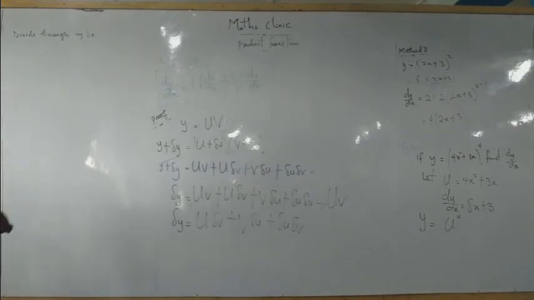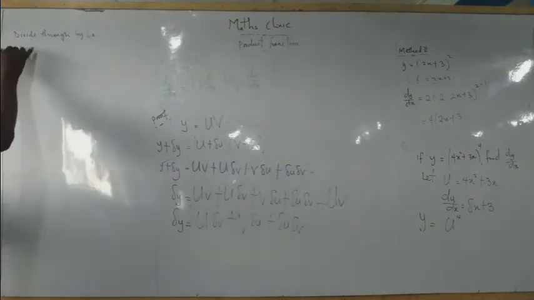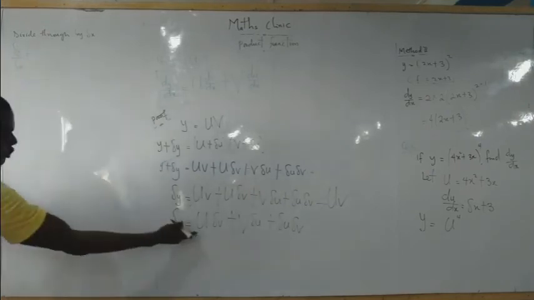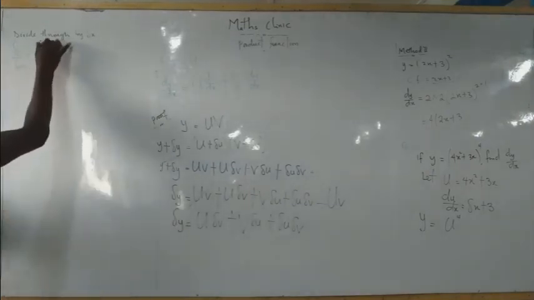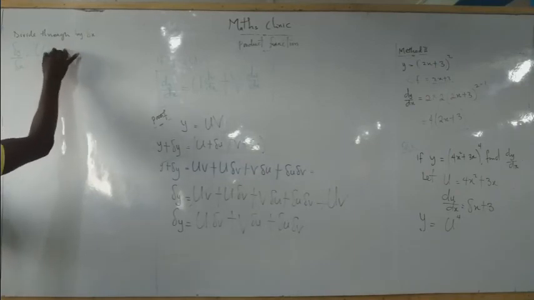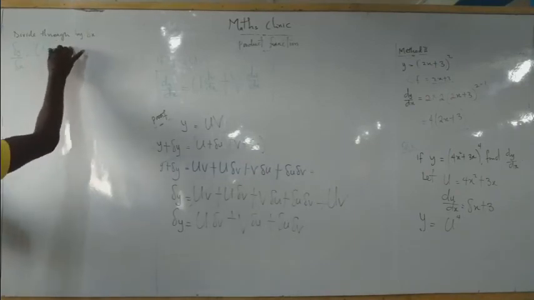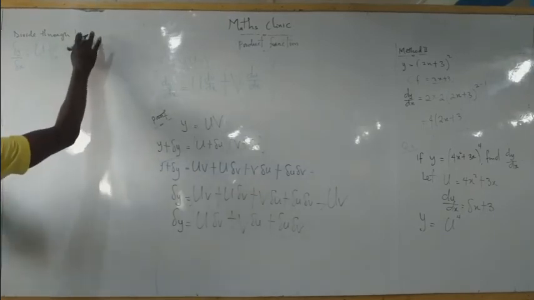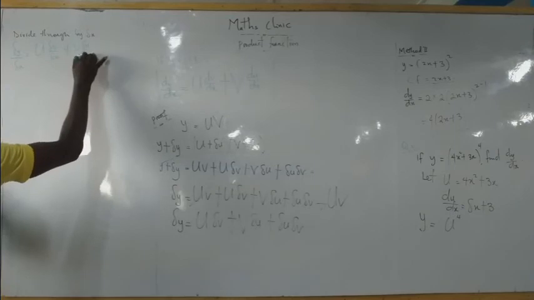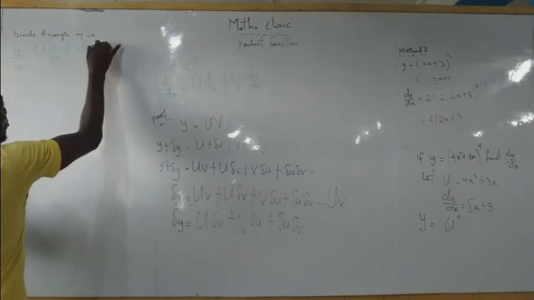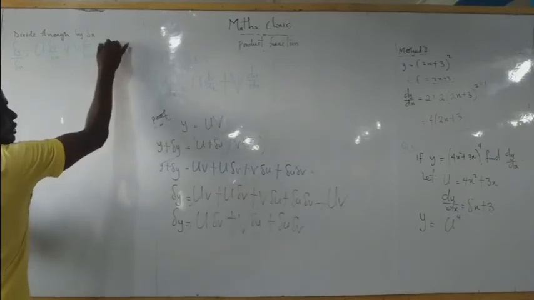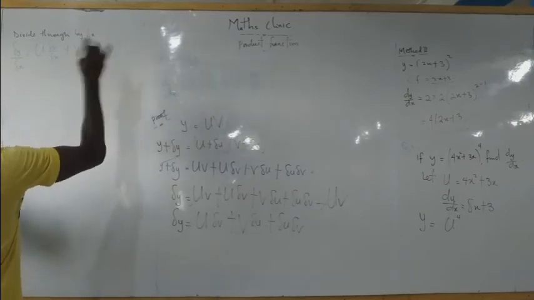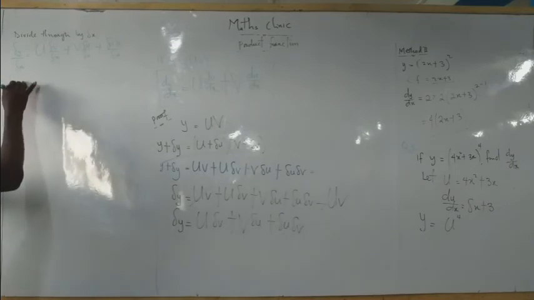That becomes dy, that's changing y, over changing x, equals u changing v over changing x plus v changing u over changing x, plus changing u changing v, everything over changing x.